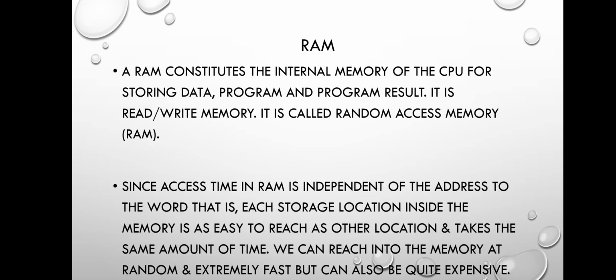RAM. The RAM constitutes the internal memory of the CPU for storing data, programs and program results. It is read-write memory. It is called random access memory since access time in RAM is independent of the address of the word. That is, each storage location inside the memory is as easy to reach as any other location and takes the same amount of time. We can reach into the memory at random and extremely fast, but it can also be quite expensive.